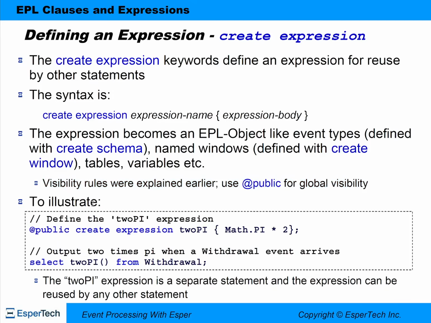To illustrate, the first statement defines the 2pi expression. @public create expression 2pi, curly braces, Math.PI times 2. The next statement outputs 2 times pi when a withdrawal event arrives. Select 2pi() from Withdrawal. The 2pi expression is a separate statement and the expression can be reused by any other statement.